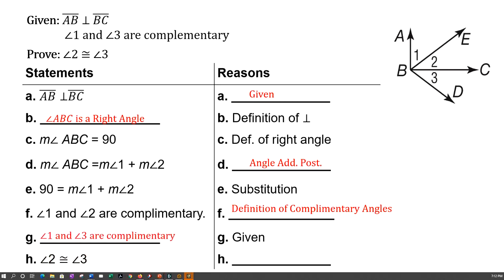From there, we have a given, that angle 1 and angle 3 are complementary. That was the other given statement. And then from there, we're going to be able to say that angle 2 is congruent to angle 3 because of the angles complementary to the same angle are congruent theorem, or postulate, I think it was. So I hope that makes sense.